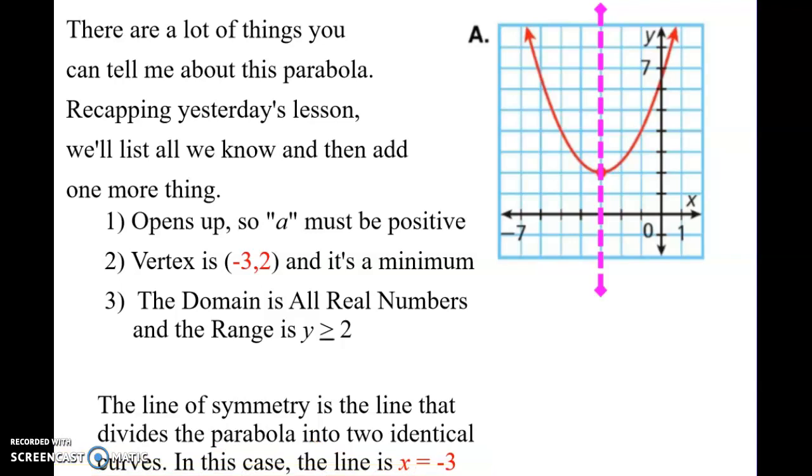So in this case, the line of symmetry is x equals -3. What do you notice? x equals -3, and the x-coordinate of the vertex is -3. So you should be able to tell what the vertex is, and then say what the line of symmetry is right after that.